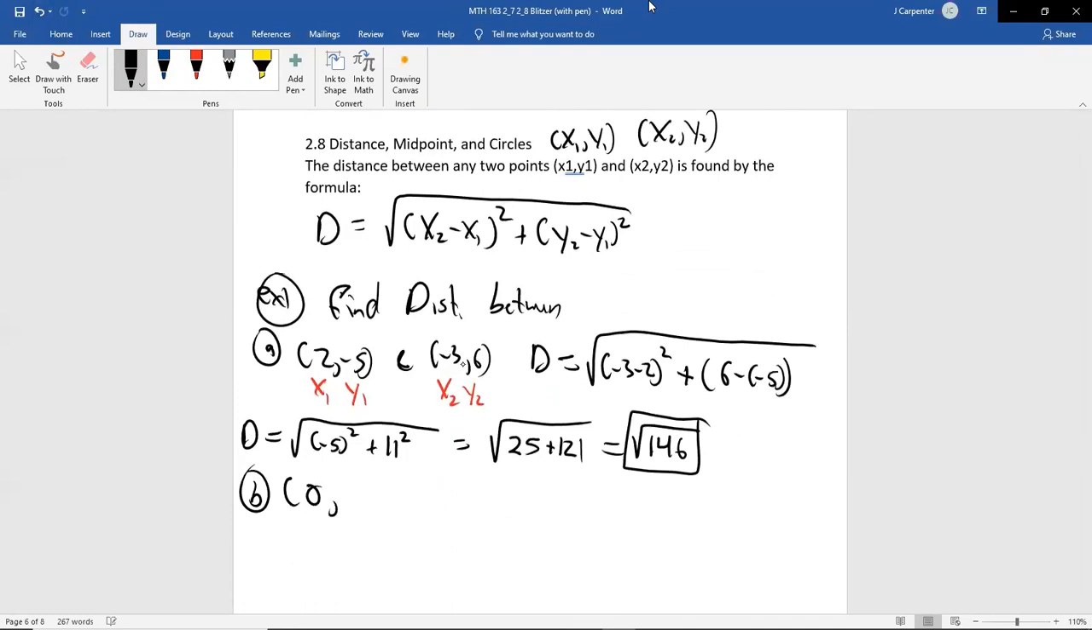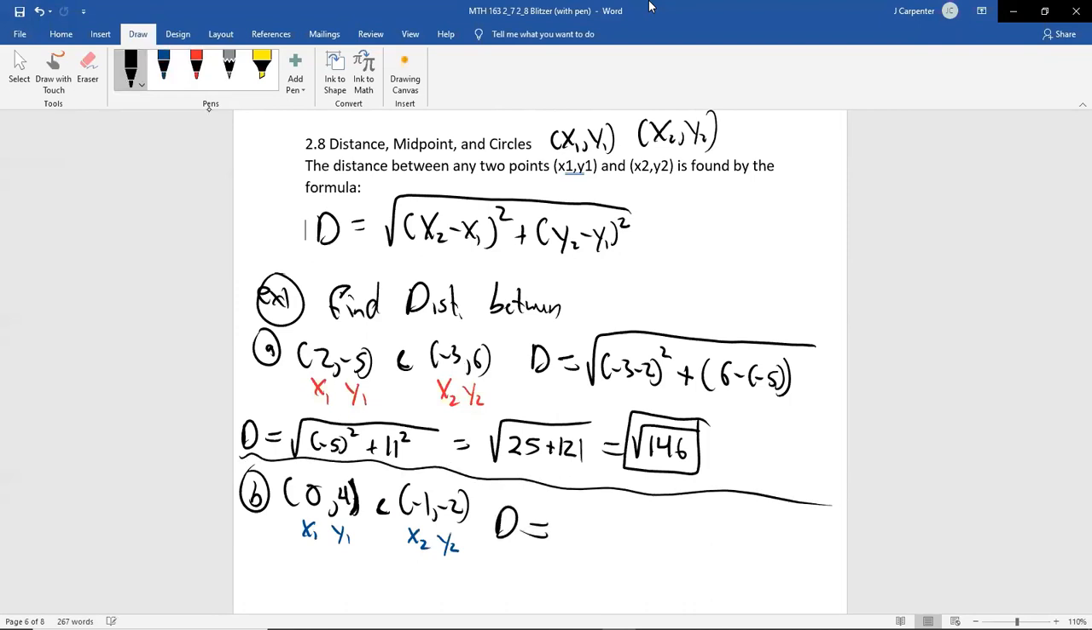B, let's go with points of (0, 4) and (-1, -2). And if you wish to label them, that's x1, y1, x2, y2. So the distance here, big ol' square root, memorize that formula, parentheses, subtracted, and this will be the x's, negative 1 minus 0, the x2 minus the x1. Then a plus here, and the difference is the y's being squared.